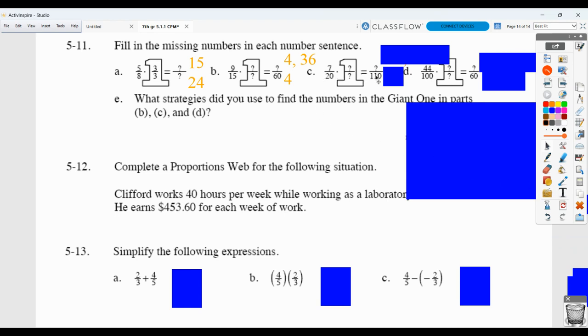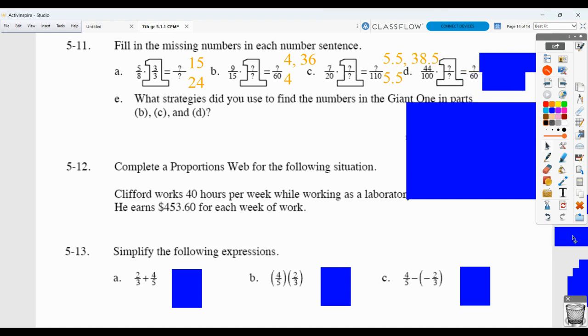20 times what equals 110? Well, if you didn't know that, you could take 110 and divide by 20. And what we get is 5.5. And then 7 times 5.5. Because again, if the bottom number of the giant 1 is 5.5, the top number has to be the same.